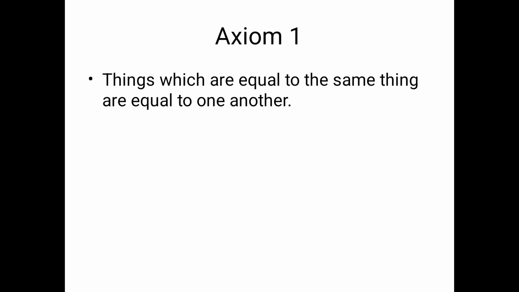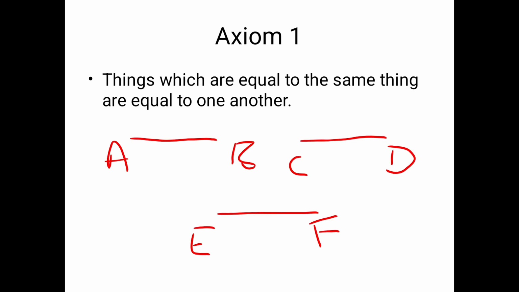First axiom: things which are equal to the same thing are equal to one another. What does this actually mean? Consider line segments AB, CD and EF. Let us assume AB is 2 centimeters and it is equal to EF, so EF should also be 2 centimeters. Now assume CD and EF are equal, so CD should also be 2 centimeters. The line segment AB is equal to EF and CD is equal to EF, which means that AB and CD are equal. Both are 2 centimeters.